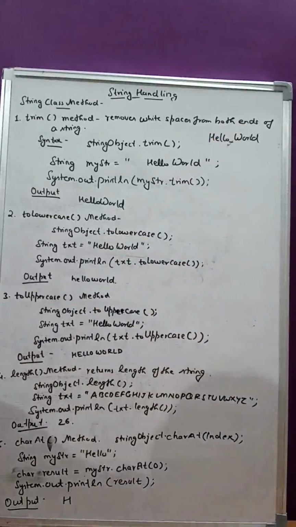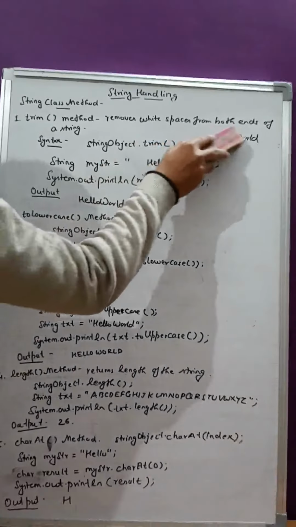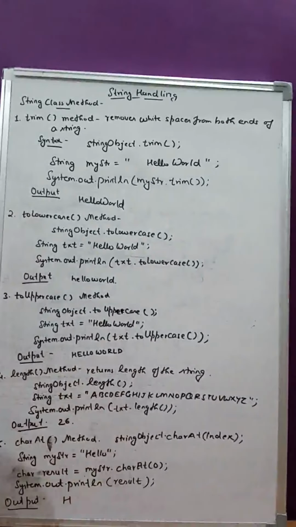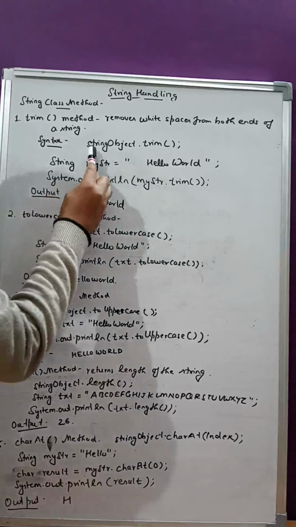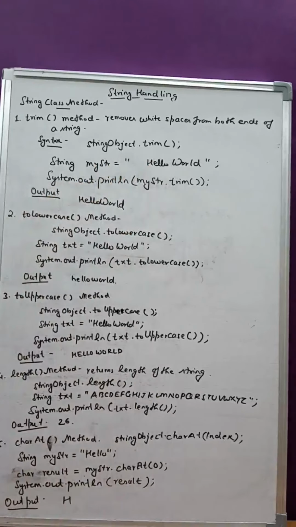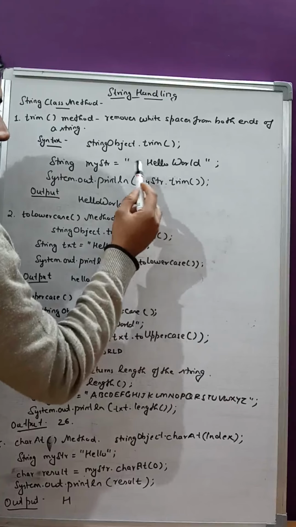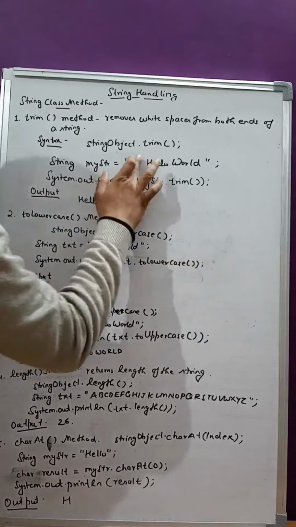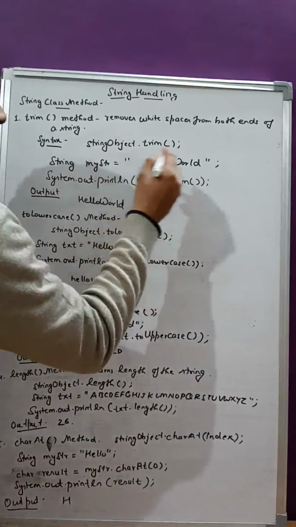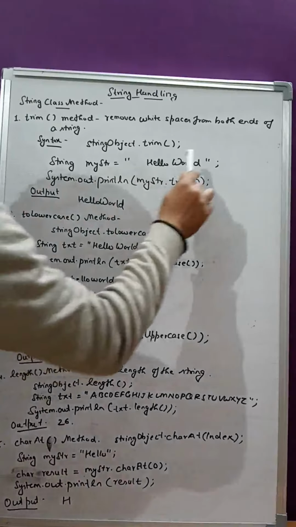So these white spaces are there, and what will the trim function do? It will remove the white spaces from both ends of a string. The syntax for it is string object dot trim. Now, if we consider a string mystr, in which we have stored the characters hello world like this, you can see the white spaces on the left over here, and one white space at the right hand side, right?